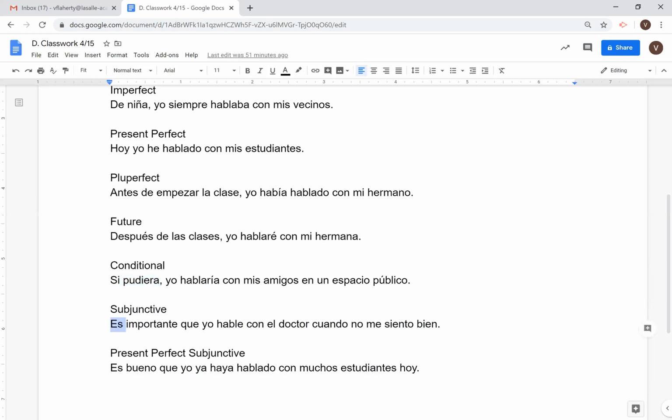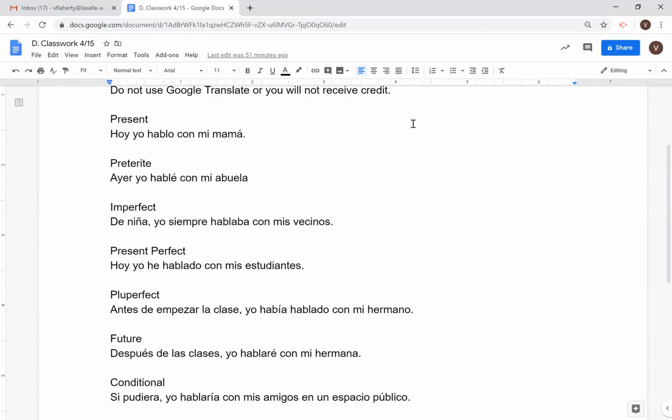In the subjunctive, I used an impersonal phrase. It's important that. And in the present perfect subjunctive, I also used an impersonal phrase, an impersonal expression. It's good that, as well as the word ya, which means already, and hoy, which means today. So I'm giving both the reason to use the subjunctive as well as a time frame. Okay, and I'm gonna leave these examples for you guys. You can write your sentences right under mine.